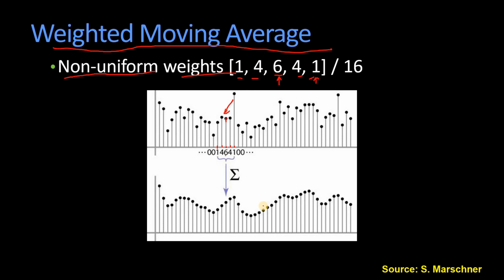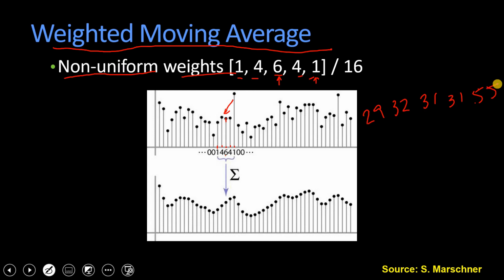Let's say the middle pixel value is 31, and the one on the left is 32, and the other one is, let's say, 29. And on the right side of 31 there is another pixel that is also 31, and the noisy pixel is now 50, 55 maybe.